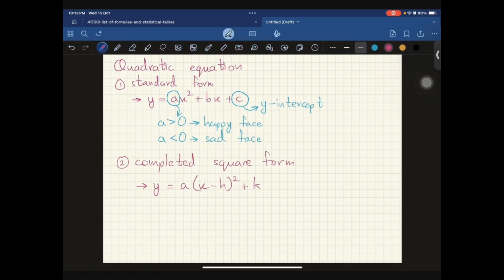right? Now, why is the completed square form important? The completed square form is important because this helps us to get the turning point. Remember what the turning point was? Does anyone remember what the turning point was?